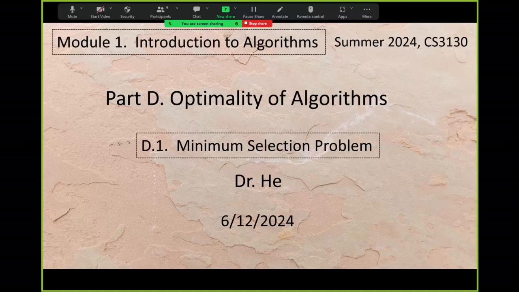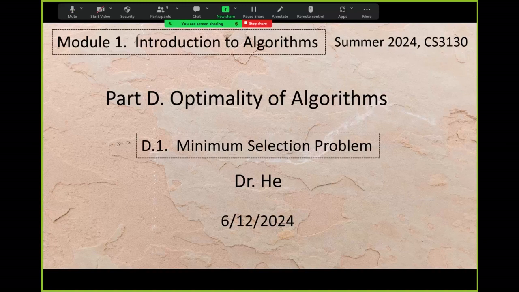Next, we move to part D, another interesting topic in this module 1, optimality of algorithms. The last topic of this module, optimality of algorithms.